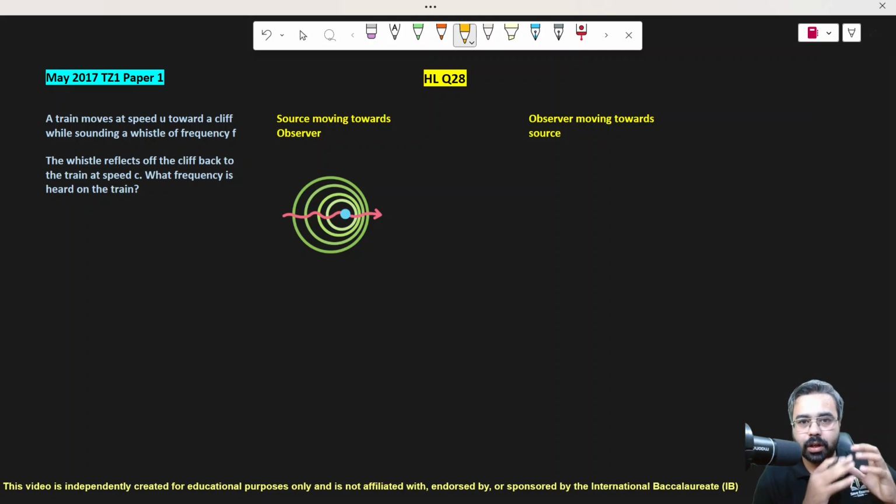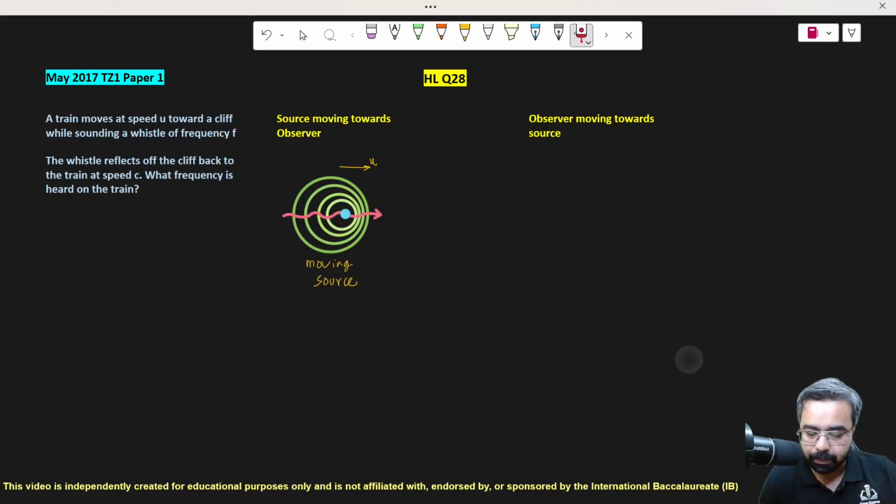Since the whistle is produced by the train, and the train is moving with the speed u, that's why this is our moving source. That's why I have given it the name, source moving towards observer. And in this scenario, this cliff in front of it, this stationary cliff, is acting as an observer, which is stationary.